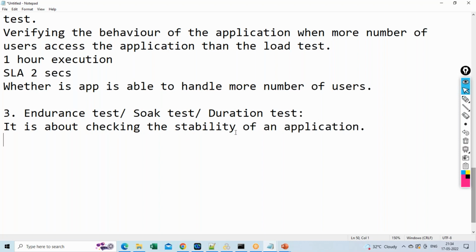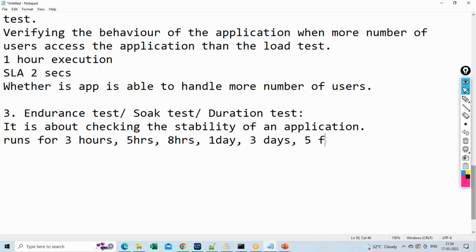Okay, what does that mean? So here the endurance test will not run for 1 hour. The endurance test runs for a minimum of 3 hours. It can go for 5 hours, 8 hours, 1 day, 3 days, or 5 days also. That means the test will run for a minimum of 3 hours, and it can go to 5 hours, 8 hours, 1 day, 3 days, 5 days, depending on the requirement of the project.